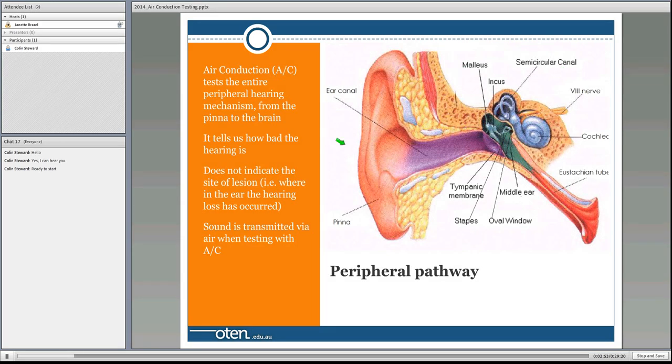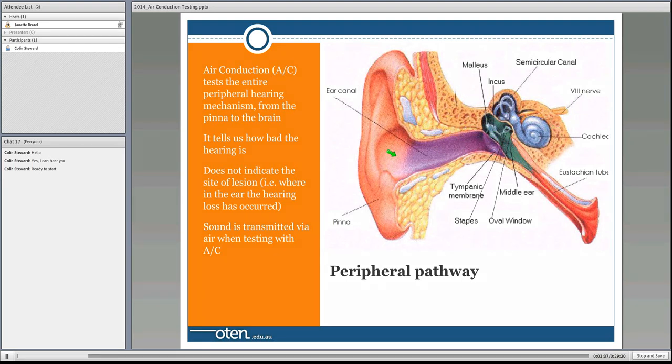So when we put an air-conducted sound in, it will take it from the pinna, and when we're doing air conduction testing, it will measure how that sound travels from the pinna all the way up to the eighth nerve and into the brain. So it's giving us an overall view of how we hear, and it will tell us how bad the hearing is. So how loud do we have to turn the sound up before the client is able to hear the noise? What it doesn't tell us is where the site of lesion is. So it doesn't tell us anywhere that the hearing problem might be in the ear.